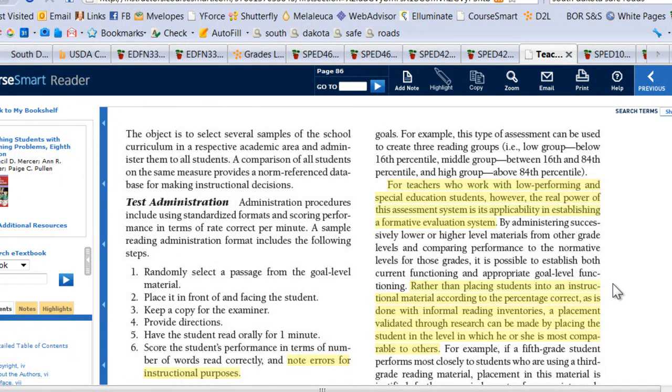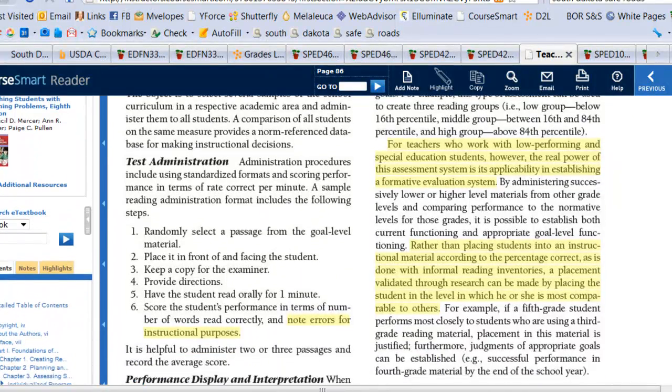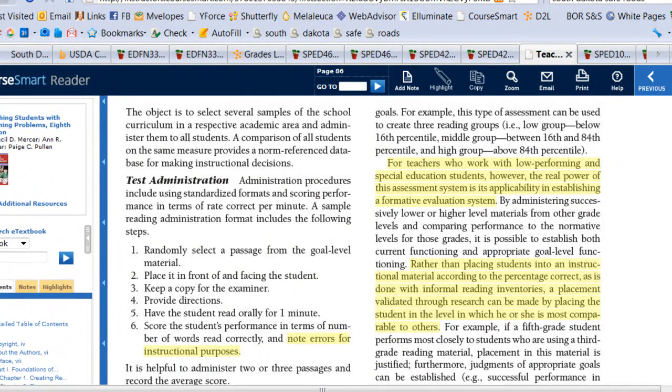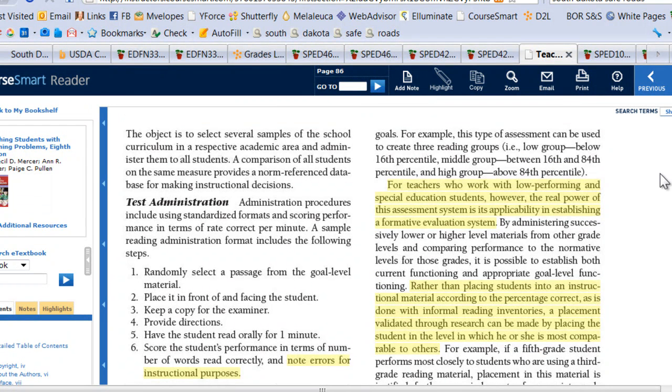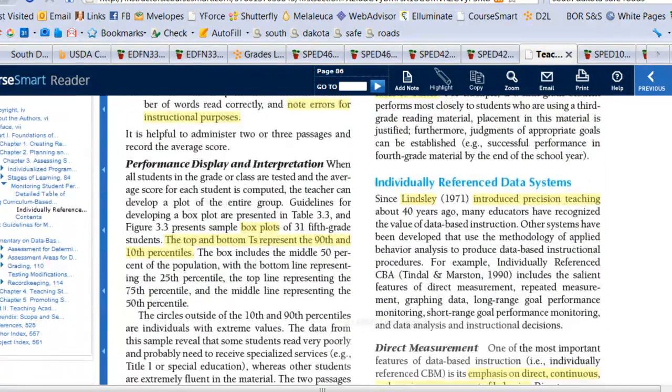Rather than placing students into instructional material according to percentage correct, as is done with informal reading inventories, placement validated through research can be made by placing the student in the level in which he or she is most comparable to others. This is how you establish your reading groups. Not by percent correct, but by most like the others in that group. Okay.